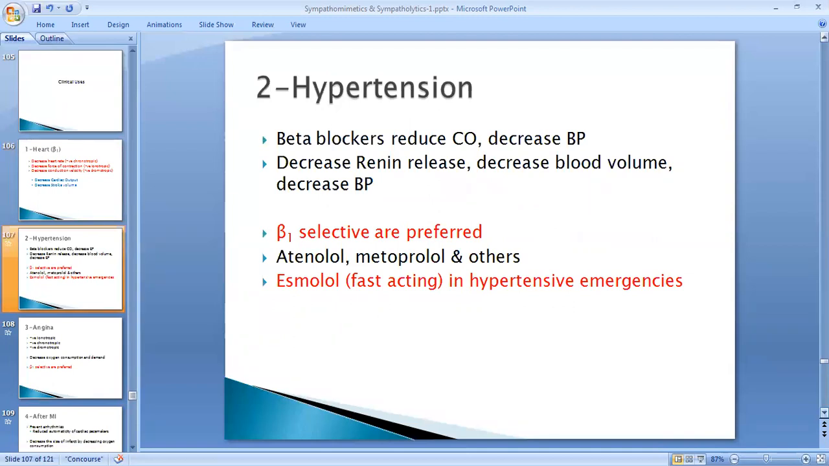Hypertension. Beta blockers reduce cardiac output, decrease blood pressure, and decrease renin release, so decrease blood volume and decrease blood pressure. Beta 1 selective are preferred. Atenolol, metoprolol, and others. Esmolol is fast acting and short lived, so it is used in hypertensive emergencies through the intravenous route, and it is also used in supraventricular tachycardia or other arrhythmias.